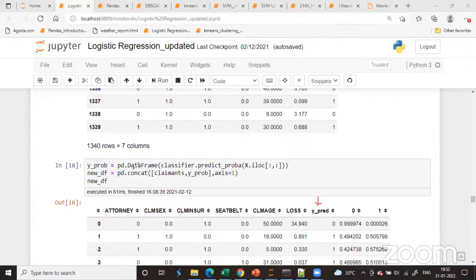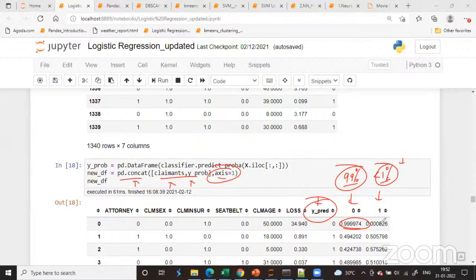Now you are trying to simply concatenate our two columns and compare the prediction value and the probability values. For the 0th observation, there is a 99% chance that my claimant is going to consult a lawyer, and less than 1% chance that the claimant is not going to consult a lawyer. Similarly, in the first observation, there is a 50% chance that the person is not going to consult a lawyer, and a 49% chance that the person is going to consult a lawyer.